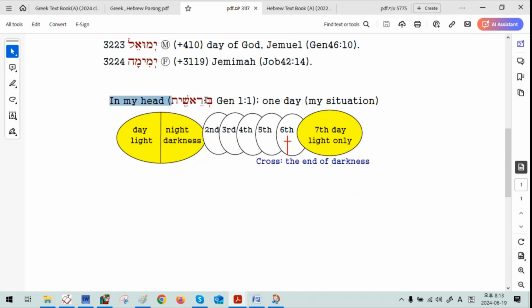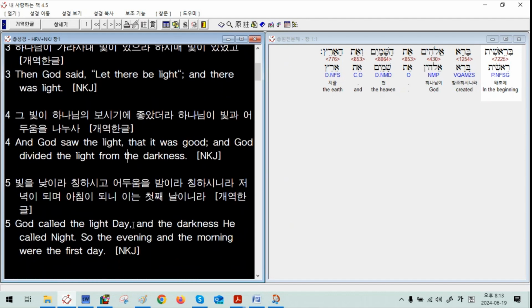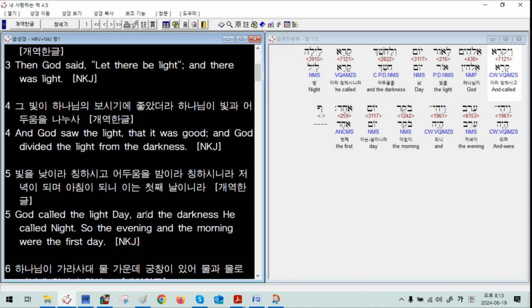So in my sealed head, Genesis chapter 1 verse 1, 1 day, my situation is that 1 day is the 7th day, and the 7th day is the 1 day. But the status of the 1 day is that day and the light is the imperfect status, and night and the darkness is the perfect status. Where does it say that? We can go to the next verse, verse 5 here.